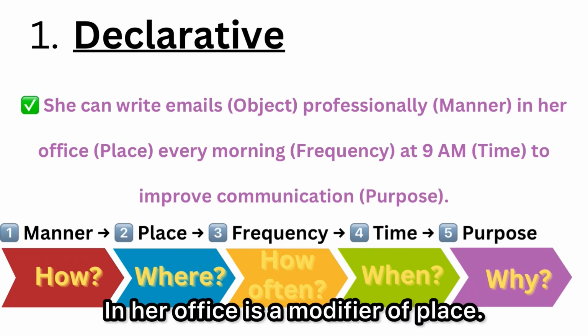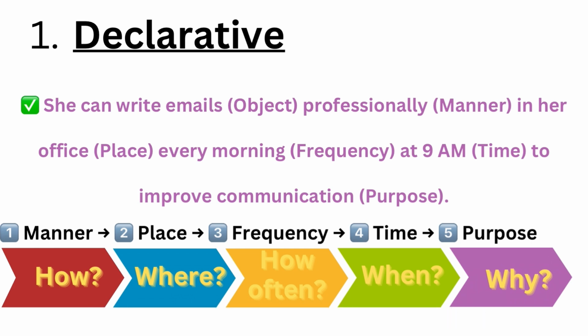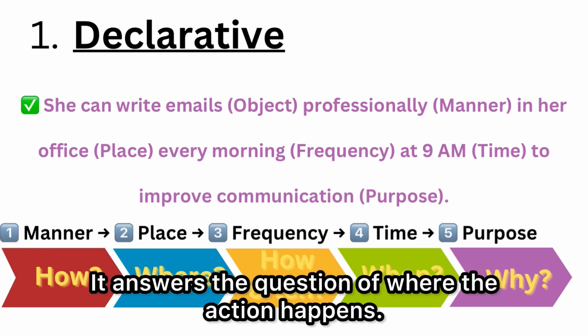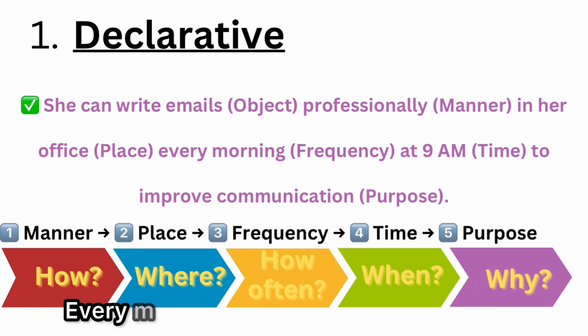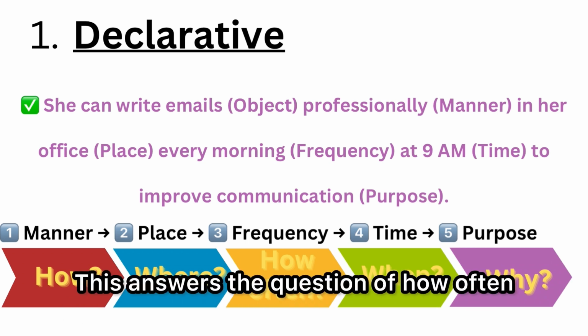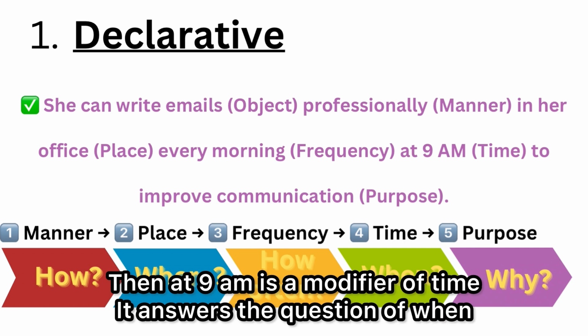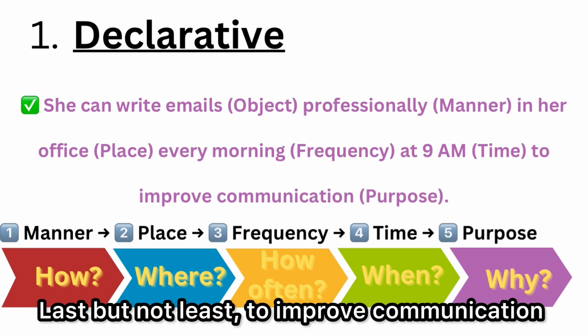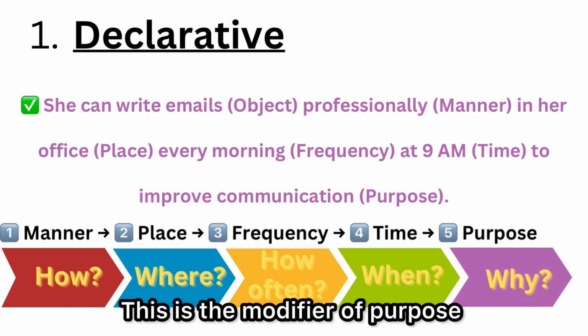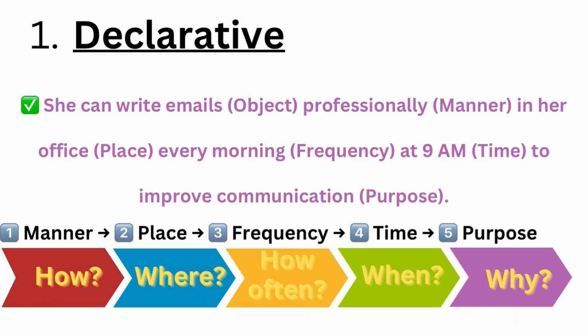In her office is a modifier of place. It answers the question of where the action happens. Every morning is a modifier of frequency. This answers the question of how often. Then at 9 a.m. is a modifier of time. It answers the question of when. Last but not least, to improve communication. This is the modifier of purpose. It answers the question of why.